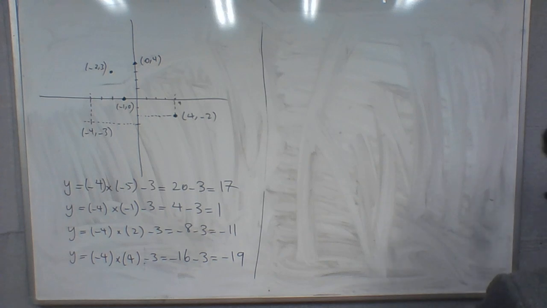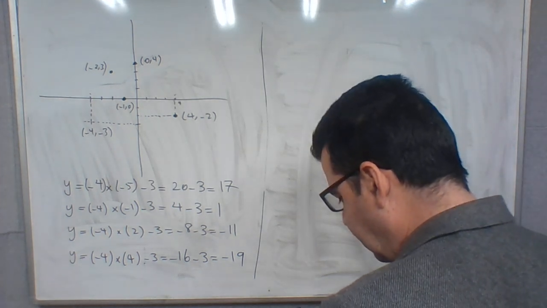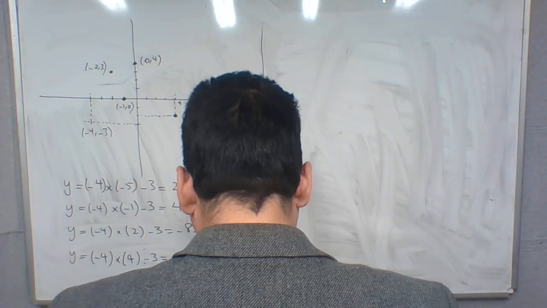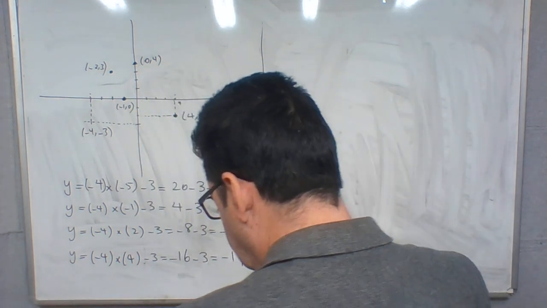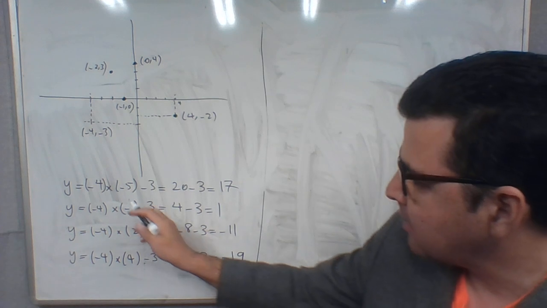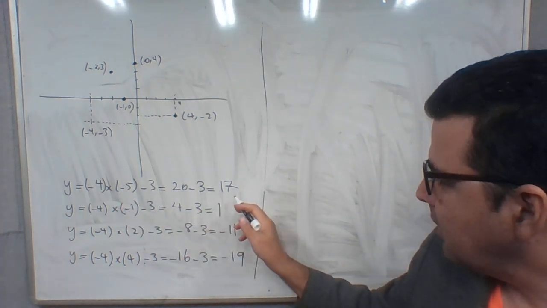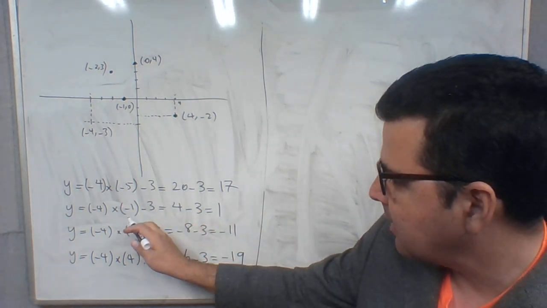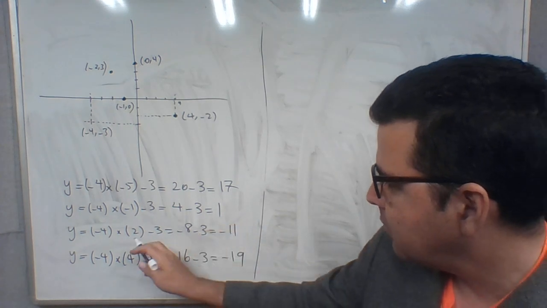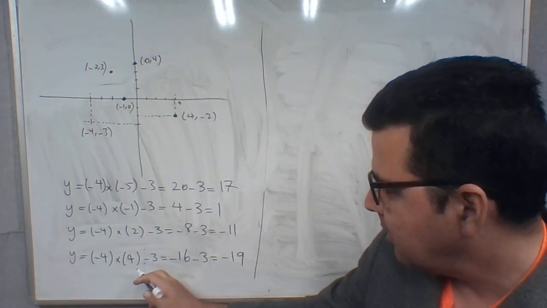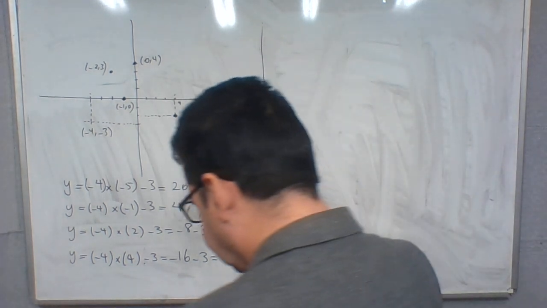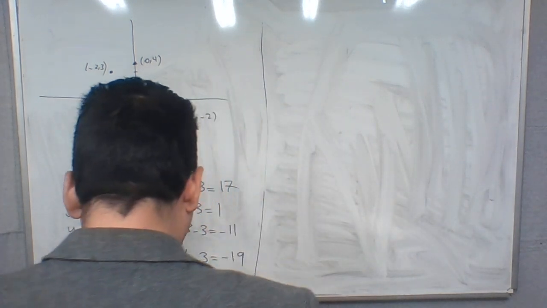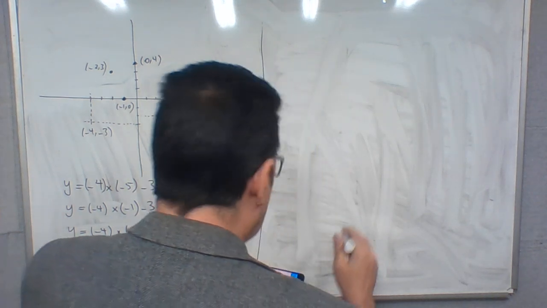Okay, part 2 is a graphing question. So we have 4 points because x negative 5 gives us 17, x negative 1 gives us 1, 2 gives us negative 11, and 4 gives us negative 14. So graph.